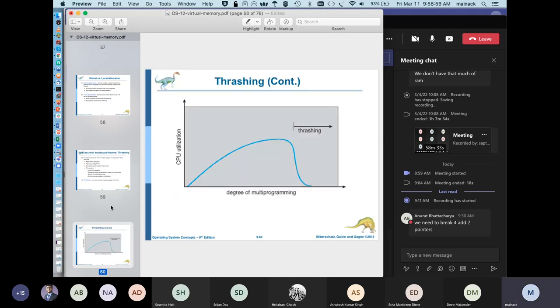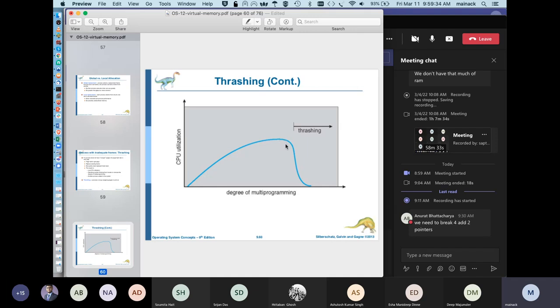Here's a pictorial representation. The degree of multiprogramming is nothing but the number of processes running in a time-shared manner in your system. So this is what thrashing looks like. When you increase the degree of multiprogramming, remember these programs also need RAM, not only CPU. But from a CPU utilization point of view, whenever you increase the number of processes, the CPU utilization increases. No cycles left, the CPU is always busy, busy, busy.